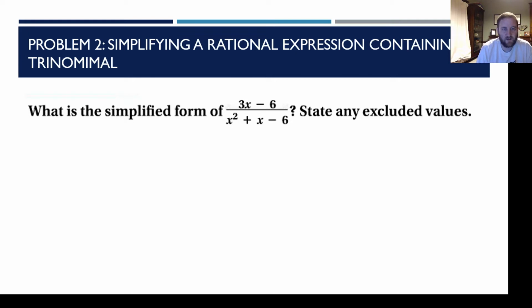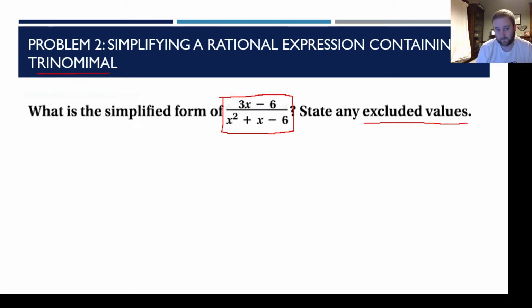Here, simplifying a rational expression containing a trinomial. Okay, so whenever we have trinomials, we might need to factor here. So it says, what's the simplified form of 3x minus 6 over x squared plus x minus 6? State any excluded values. Remember, the excluded values are what x equals so that the bottom would be a 0. Remember, the bottom can't equal 0. So whatever x would be to make the bottom equal to 0, that would be an excluded value.